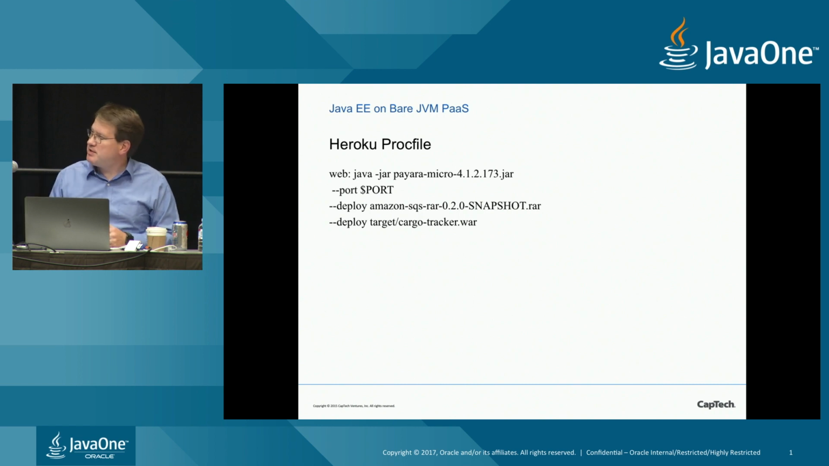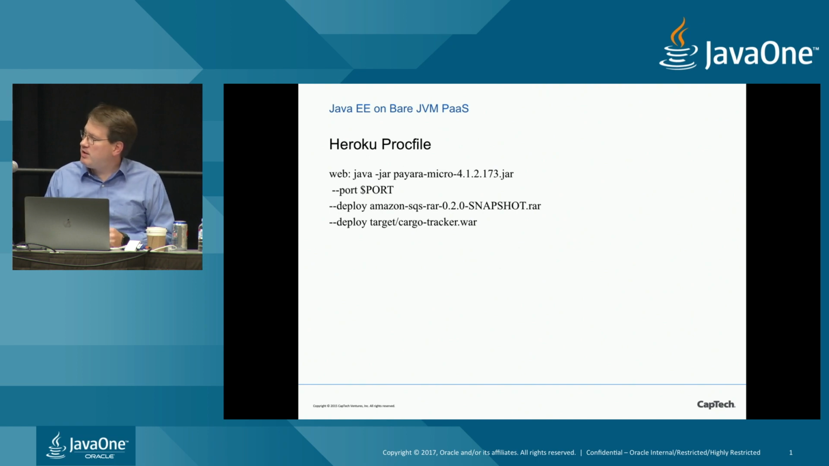So this is the command line for starting up Payara Micro. I do java -jar payara-micro, that's the entire GlassFish application server in one jar file. I do --port, and $PORT is the environment variable, the port that Heroku wants it to start up on. It's not going to be port 80, and it's not going to be port 8080. It's going to be some port that they made up, right? And they're going to be looking to make sure that you bound and are serving up content on that.